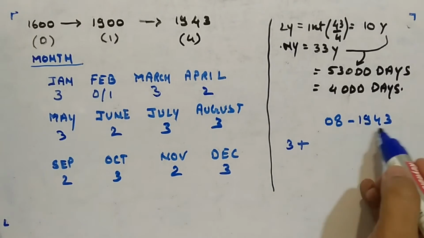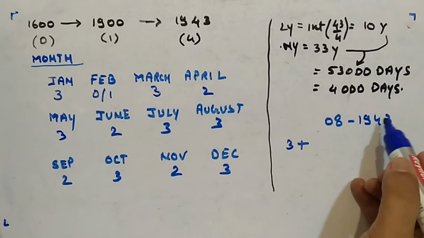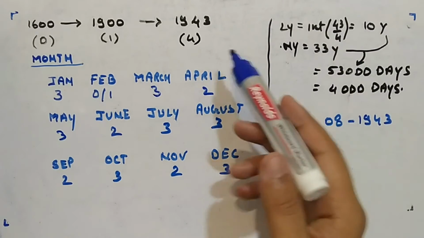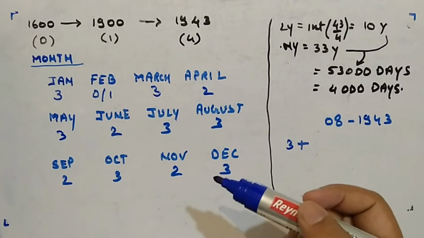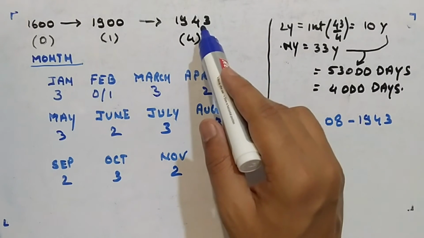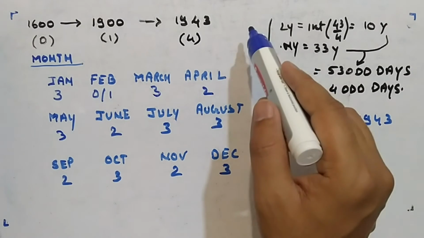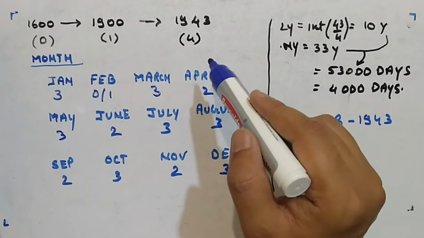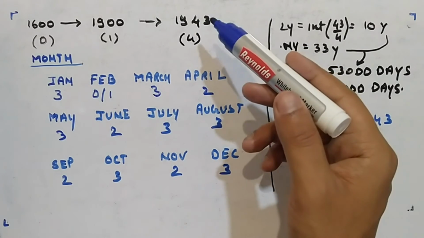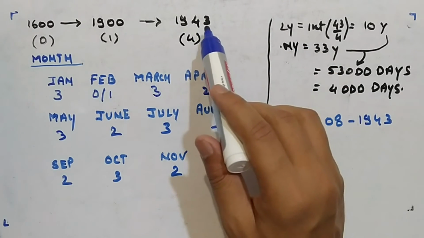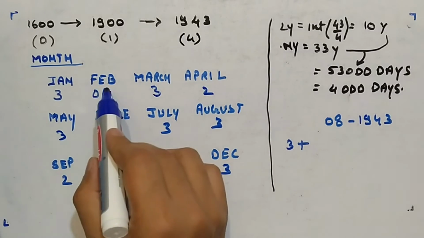Then 1943, whether it is a leap year or not. No, right? It is not a leap year. You can see we have seen that 1943 is not divisible by 4, right? It is not a century year. If it would have been a century year, I would have checked with 400 as well, whether it is a leap year or not. It is not divisible by 100, which means it is not a century year. So you have to check the divisibility by 4, and it is not divisible by 4, which means it is a normal year. Hence you will take 0.